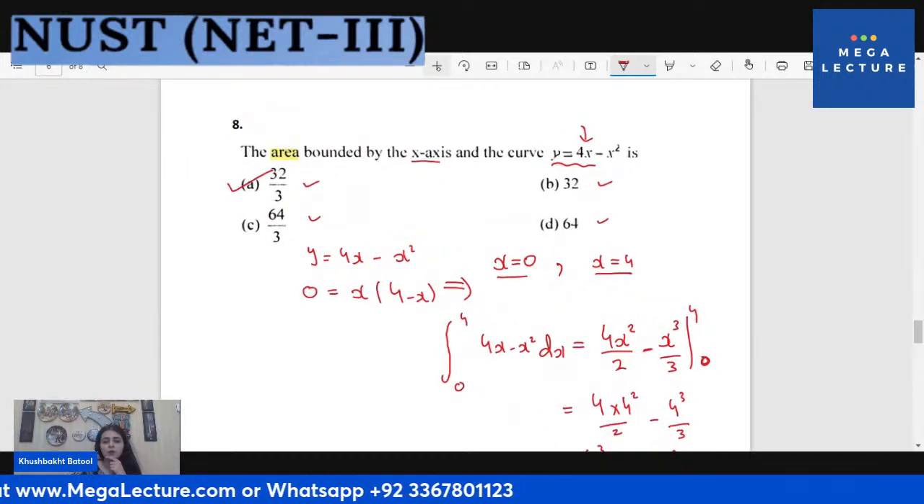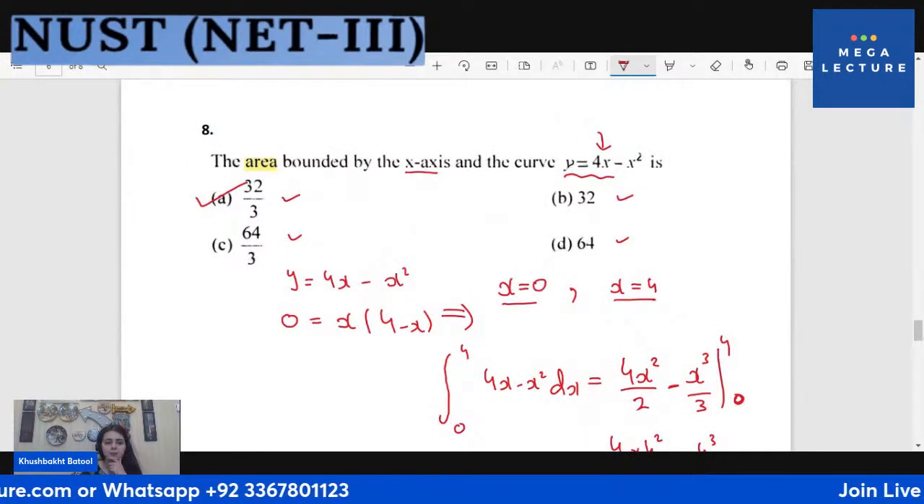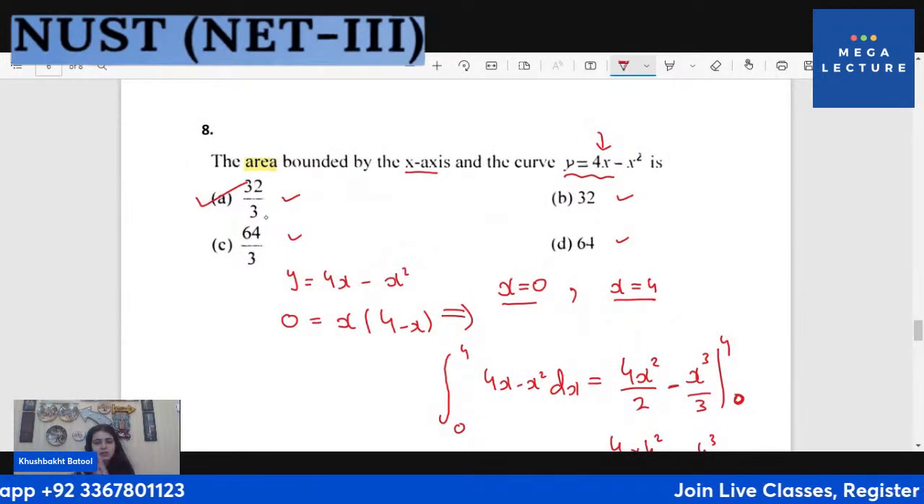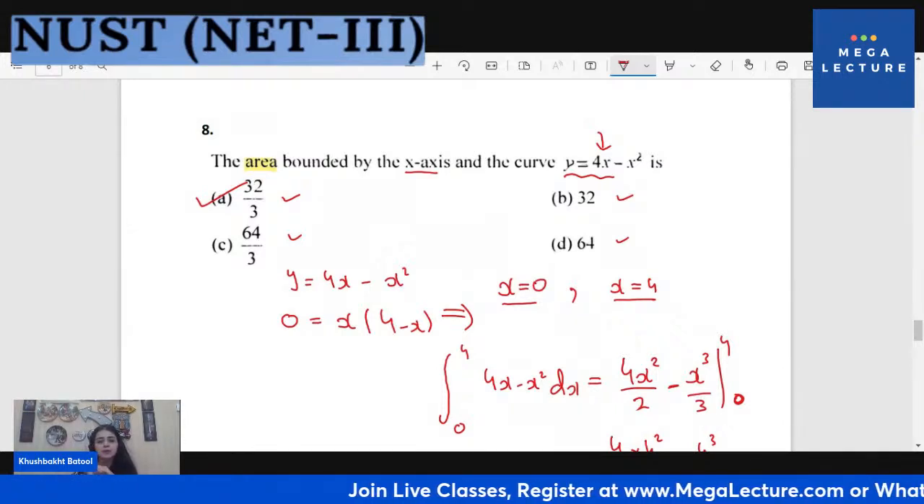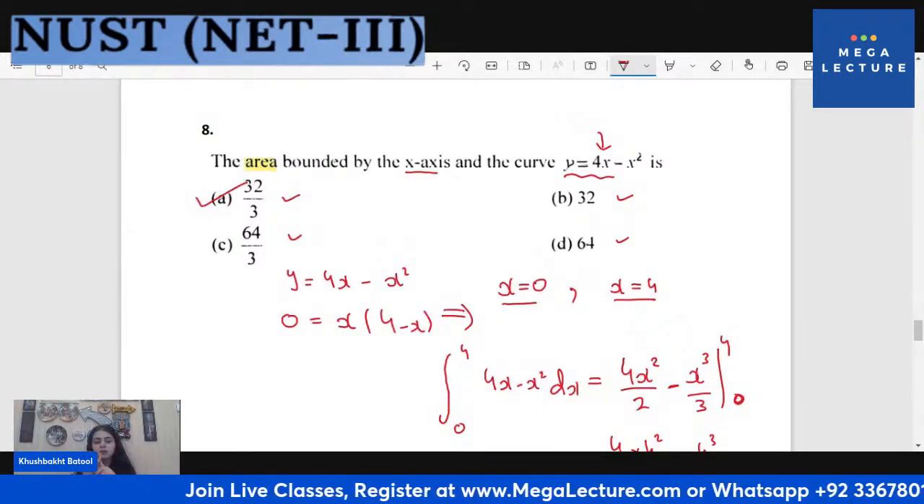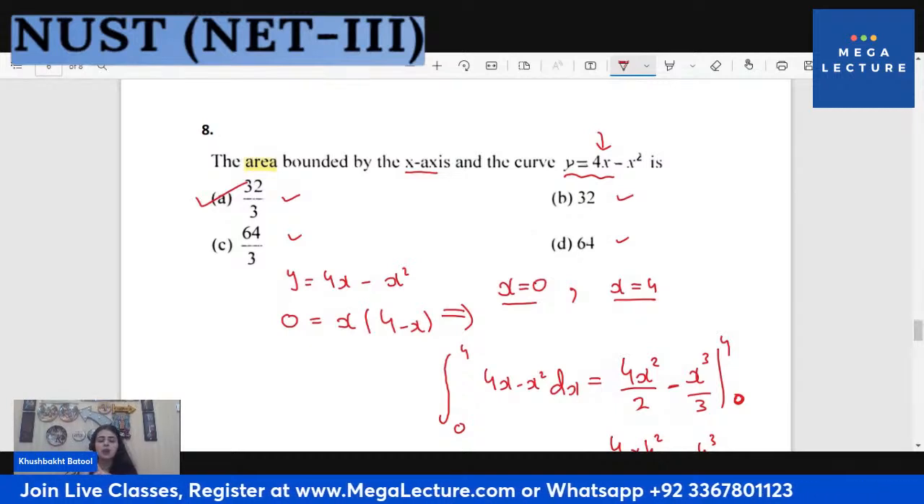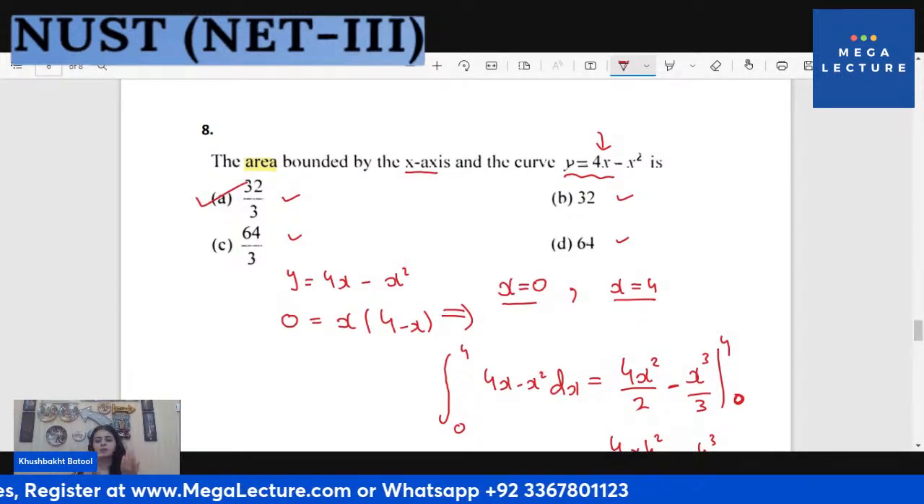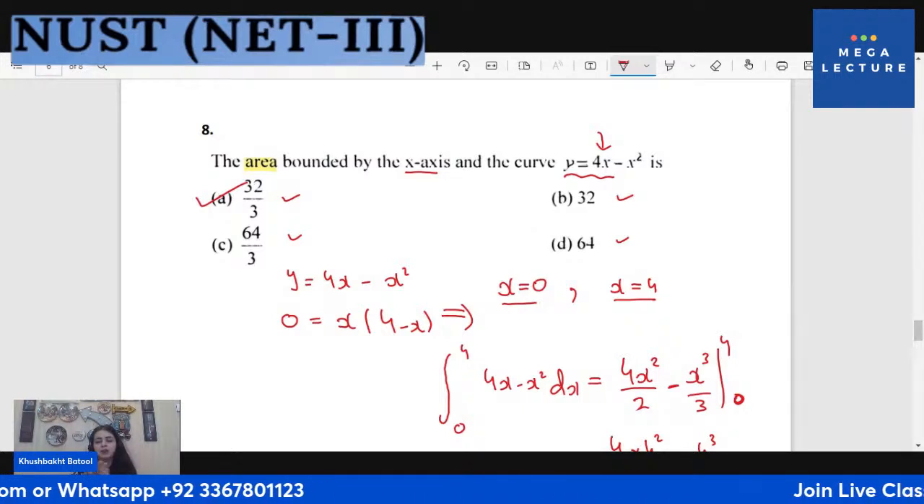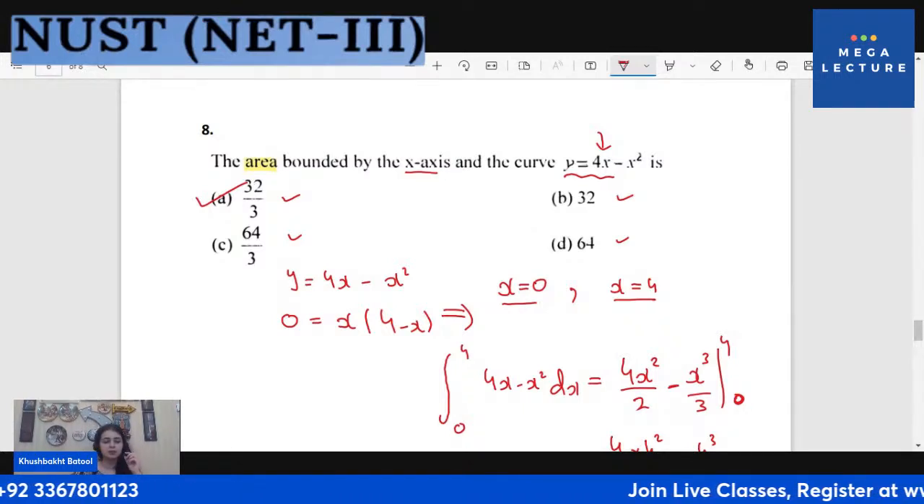This is how we solve questions without calculator. Alright, this was an easy question, but the concept was a bit tricky. The limits were not given, so first step was to find the limits using y equals 0. Once you had the limits, you had to integrate it simply, plug in the limits, and you had to simplify it. Just so you were able to find the answer without calculator, and it came out to be 32 by 3.